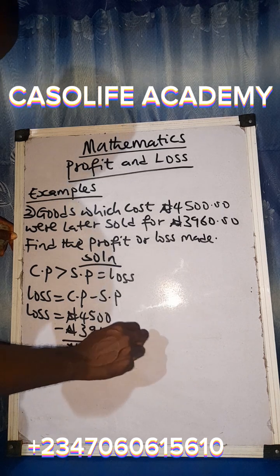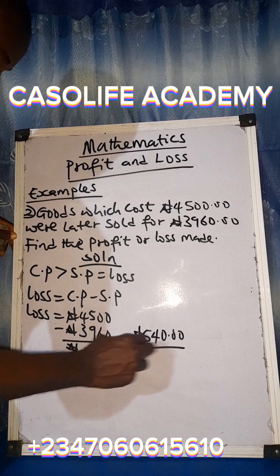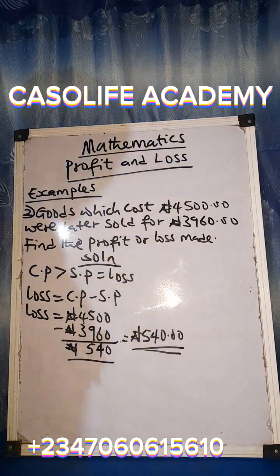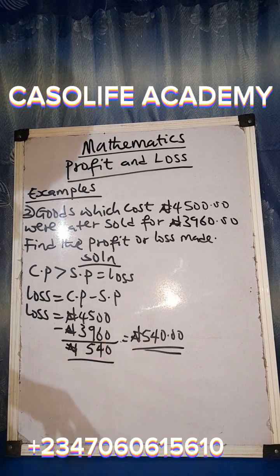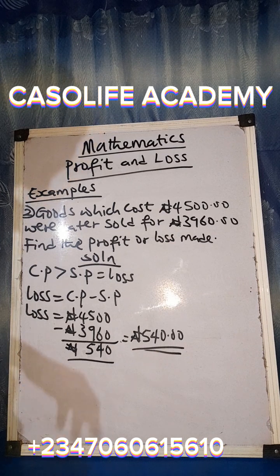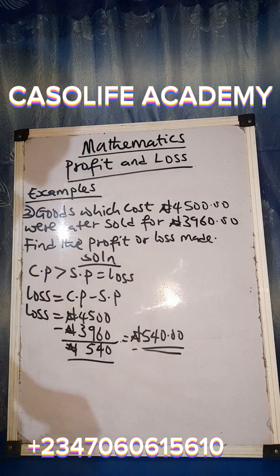So we now have 540 naira. 540 naira is now the loss. This is the amount of money that this trader loses. This trader lost 540 naira.